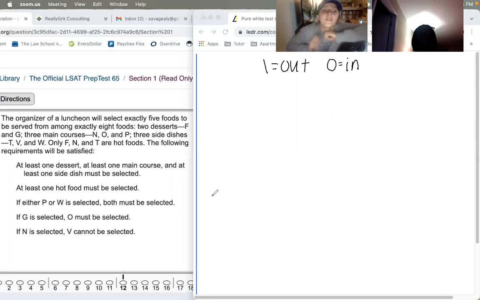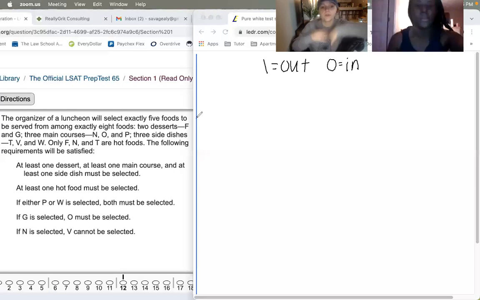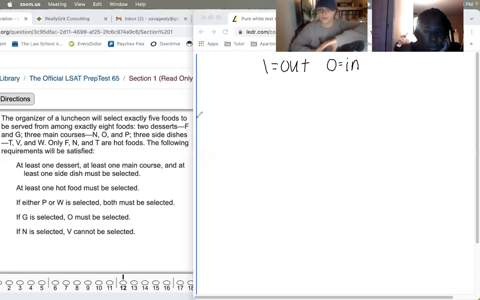Okay, so we have the organizer of a luncheon will select exactly 5 foods to be served from among exactly 8 foods. So we have a limit. We have to have 5 of these. And so we have to select them from 8 foods, 2 desserts, 3 main courses, and 3 side dishes with their variables in each group. And only F, N, and T are hot foods. So let's break it down before we go into the rules.